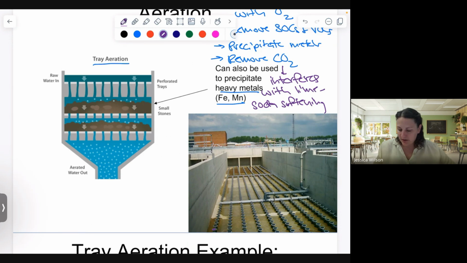Okay, so how this tray aeration system works is usually we'll have multiple trays. Each of these here, you can see in this picture down here, is a tray. Usually there's some type of material or media like stones or gravel. The raw water comes in, flows over those stones and gravel, and as it does so, it gets oxygenated, and then our aerated water comes out. If you're using a tray aerator system to precipitate heavy metals, usually they'll just get stuck back on these stones.